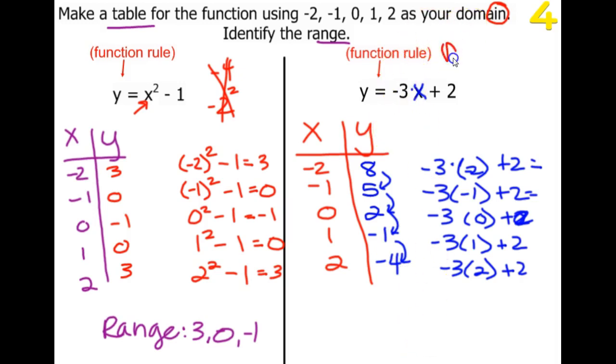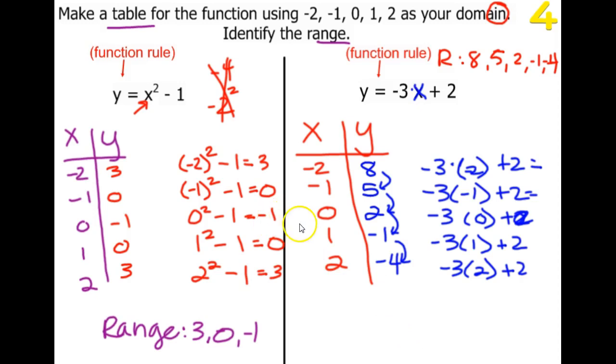Our domain, not our domain, our range. What we got out are the numbers 8, 5, 2, negative 1, and negative 4.